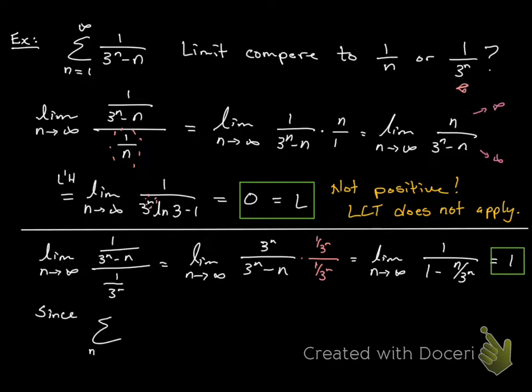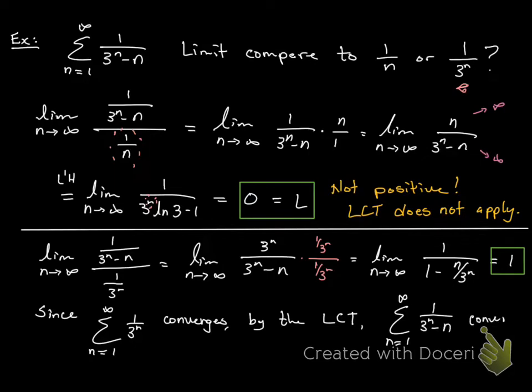So since the sum of 1 over 3 to the n converges, then by the limit comparison test, 1 over 3 to the n minus n also converges. Okay? So again, we have that coupled comparison. When we were comparing limit-wise to a series that converged, and we got a finite positive result, that means the series that we start with also converges. Okay? So it's not this direct comparison that I had before.